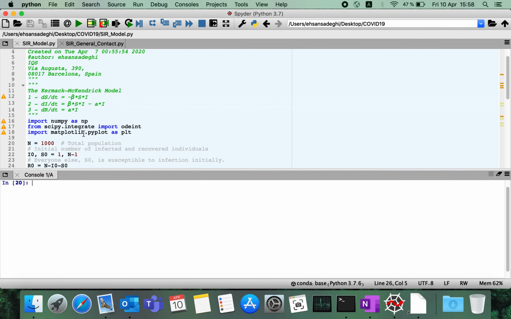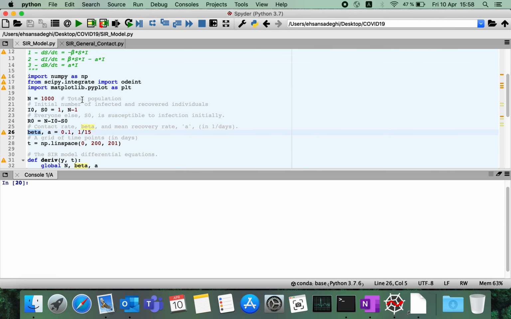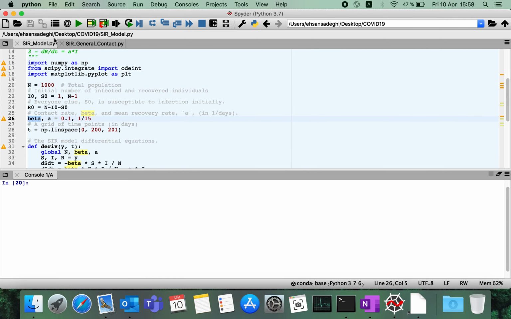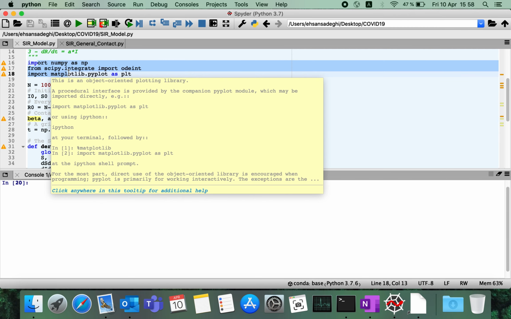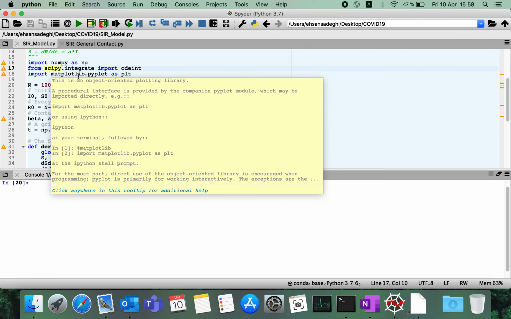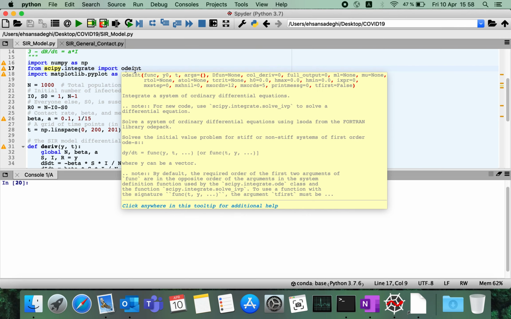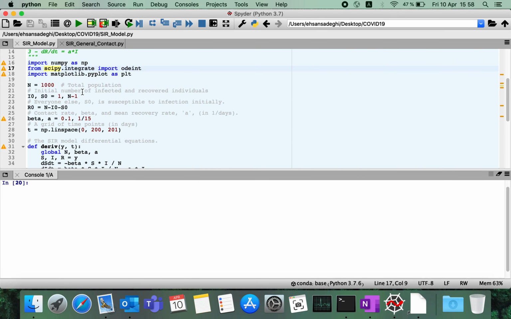So let's get started and solve our equations numerically. First of all, I need to import three libraries: NumPy, SciPy, and Matplotlib to plot my results. I will use the odeint function from the SciPy library to solve the system of equations. First of all, I need to define my variables. In this case, my variables will be N, I, and S.